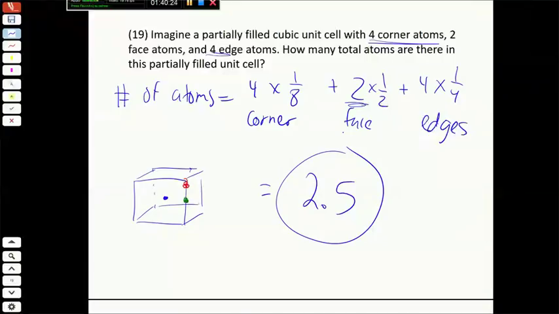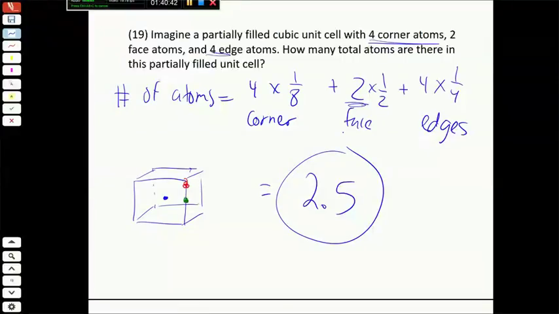So questions on this one? Yep. That wouldn't give you the right answer, right? Just add it. So you have to count for how many of each atom we have in those positions as well.